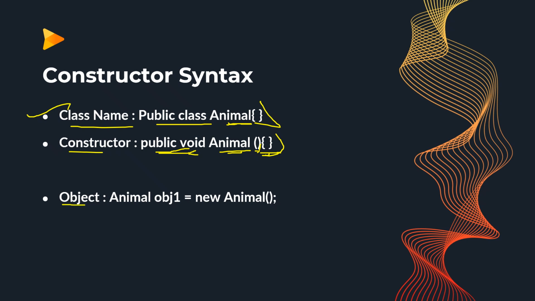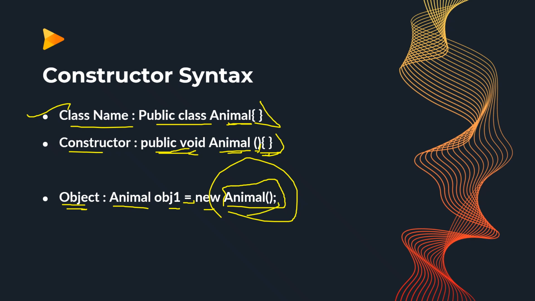Now, why do we use a constructor? It is used to instantiate objects. So when we create objects, it will instantiate them. As we know how to create objects, we give our class name, then the object name, then we use the assignment operator, new is a keyword, and here we use the constructor. This is the constructor, not the class name. This is a special type of method which is used in creating objects.